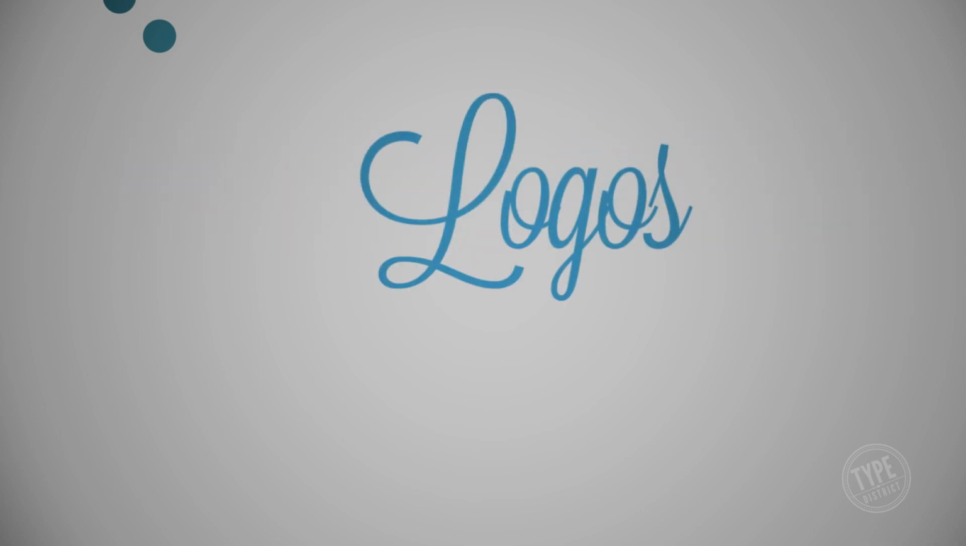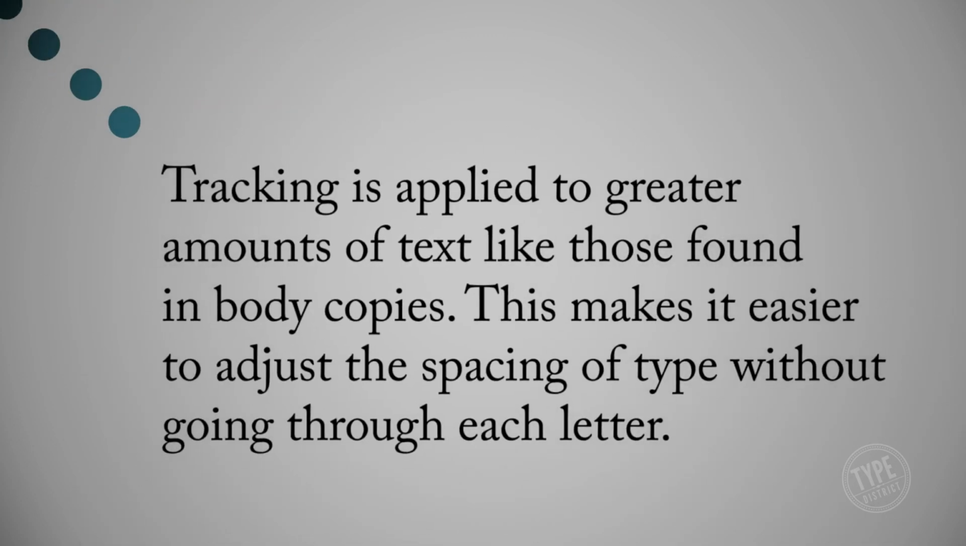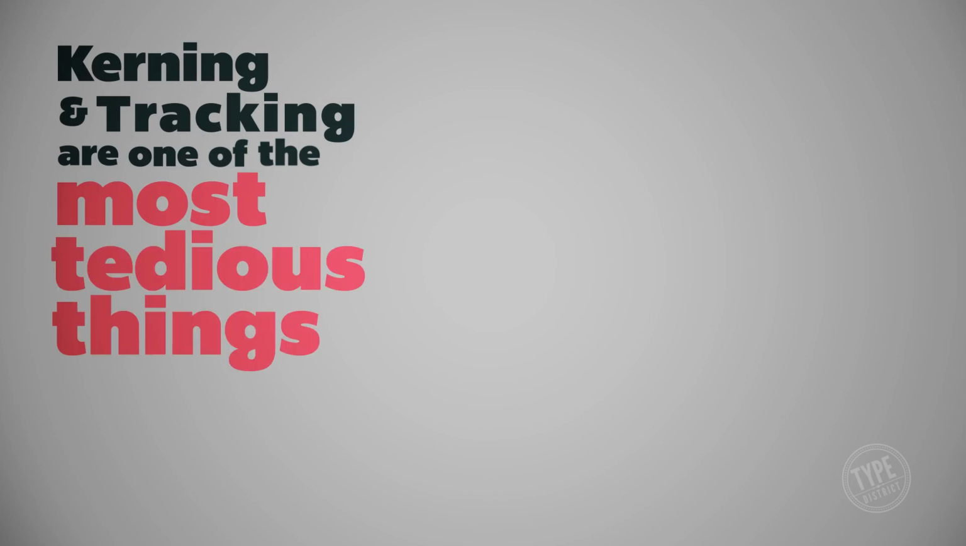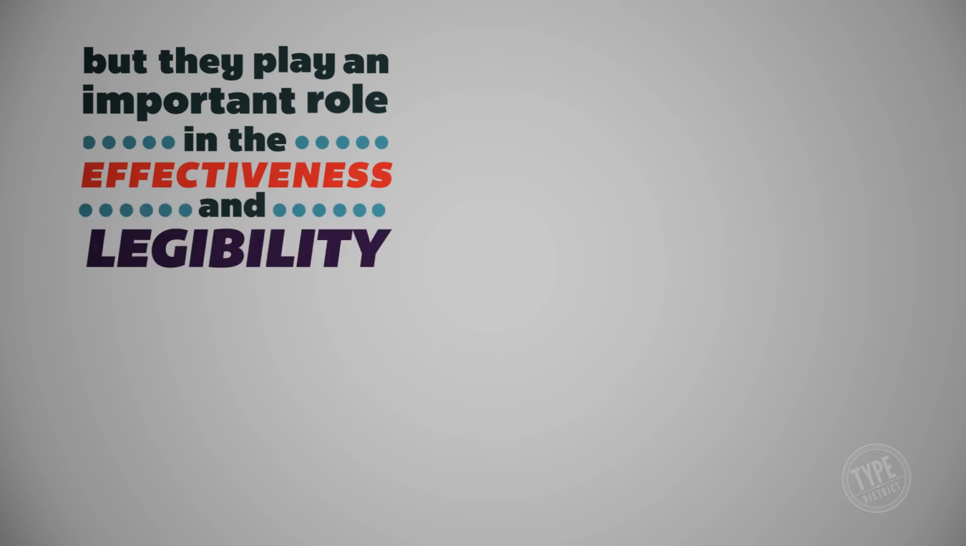Kerning is often applied to small amounts of text, such as those found in headers, titles, and logos, while tracking is applied to a greater amount of text, like those found in body copies. Kerning and tracking are one of the most tedious things in typography, but they play an important role in the effectiveness and legibility of type.